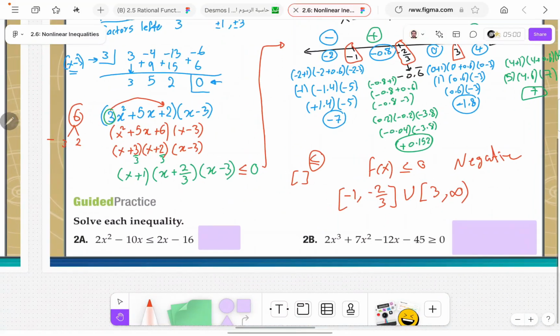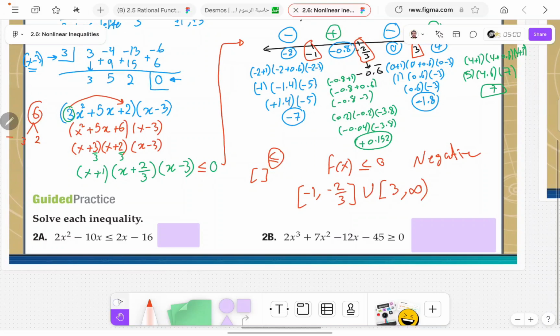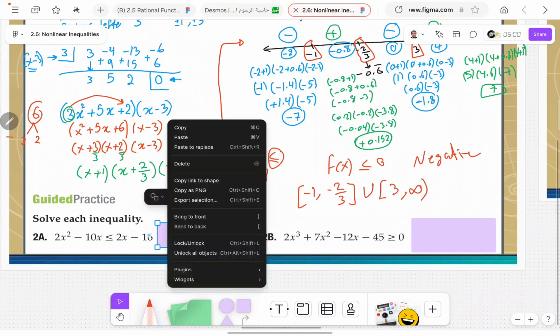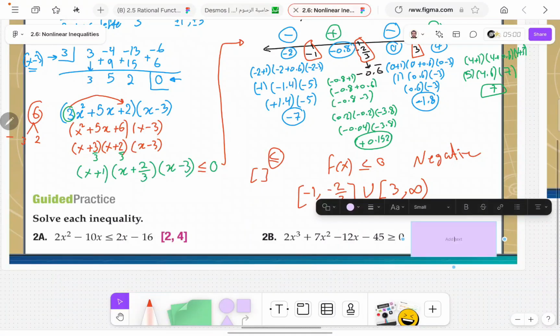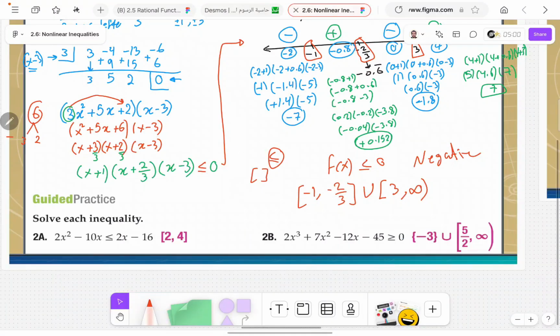Now try to do these two questions by yourself. One of them is easy, which is simple as a quadratic. One of them is a cubic, so try to solve 4b. So 4b is the same example as we did now.